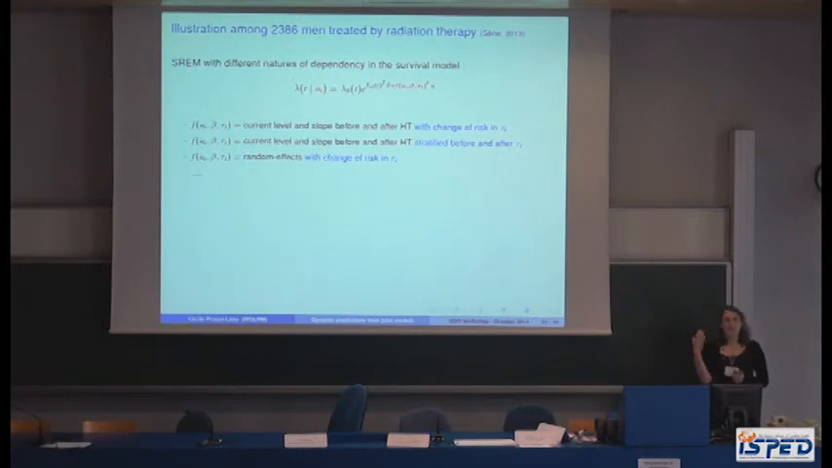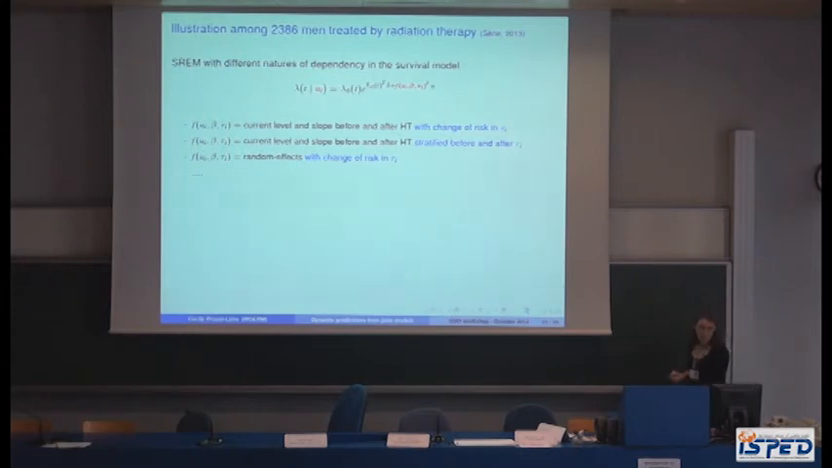For example, we assume that the current level of PSA and the slope of PSA before and after hormonal therapy had the same effect, with a change in the risk of clinical recurrence at initiation of hormonal therapy. We tried also to stratify those effects before and after hormonal therapy. We tried also to make a dependence between PSA and clinical recurrence based on the random effects, with a change in risk at the time of hormonal therapy, etc., etc.